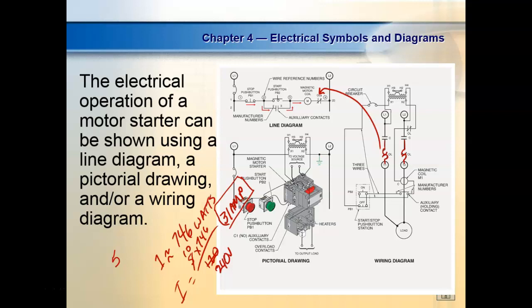Most of your brand new installations will probably use electronic overloads, which causes problems now, because here, if I change the current, I'd have to literally change the heaters, right? You understand that? On an electronic overload, you've got a little dial on there, you can just change it. Yeah, this is an electronic overload, so it's got that little yellow thing down there.